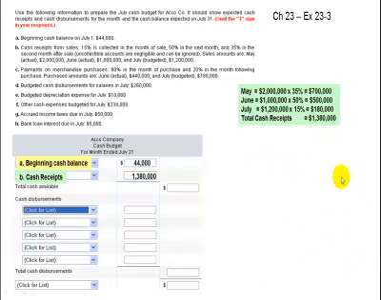Add the two together, that is, add the beginning balance of cash plus the cash receipts, you get total cash available of $1,424,000. And next we are going to go down to cash disbursements.